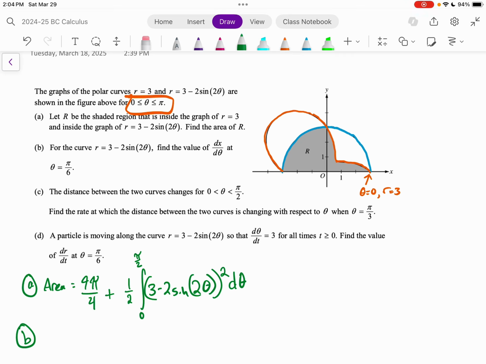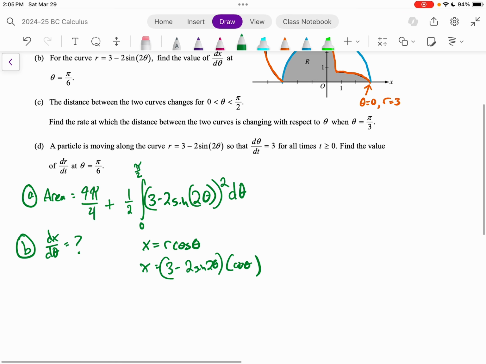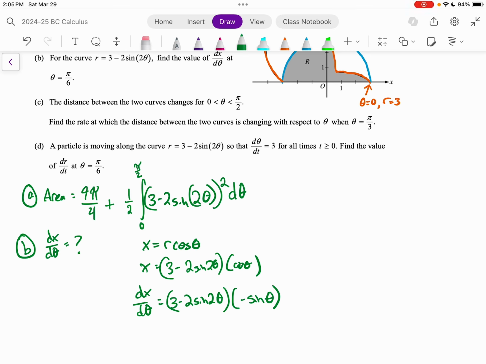So for the curve, find the value of dx/dθ at θ equals π/6. Well, dx/dθ, just like we just did, we want to know this. Well, I know x, right? That's our r cosine θ. So I know x is (3 minus 2 sine 2θ) times cosine θ. So what is dx/dθ? Well, that's going to be a mess. It's going to be (3 minus 2 sine 2θ) times negative sine θ plus negative 4 cosine 2θ times cosine θ.